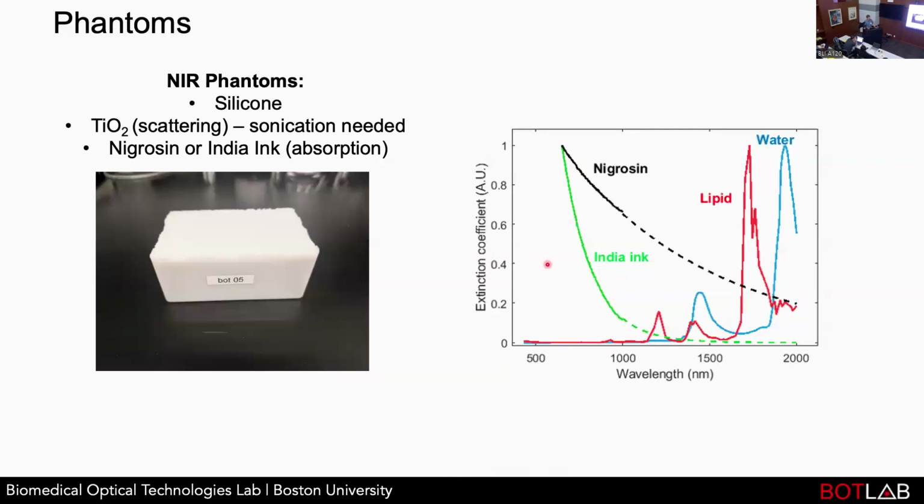Since we've been thinking about the SWIR, nigrosin and India ink, their absorption falls off with wavelength. That means it doesn't match well to the absorption out here at longer wavelengths where water and lipid are very strongly absorbing. So we have to take that into account. It's often difficult to make a phantom that matches tissue optical properties at a lot of different wavelengths, especially over large bands. So if you want to simulate a lot of different tissues at different wavelengths, you might have to make different phantoms.